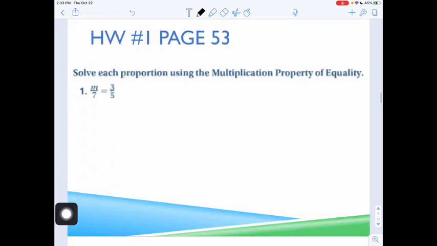Now I would like you to solve the proportion using the multiplication property of equality to figure out what m is when we have m over 7 equals 3 over 5.